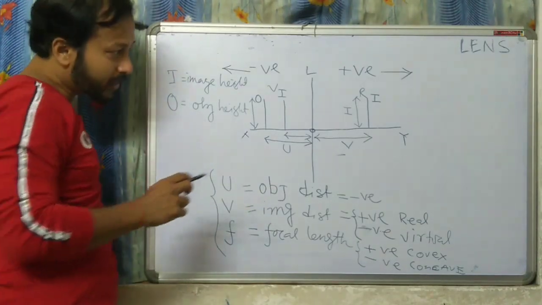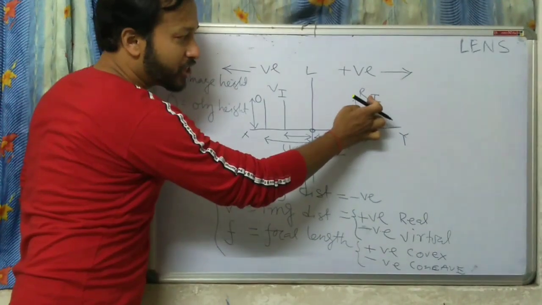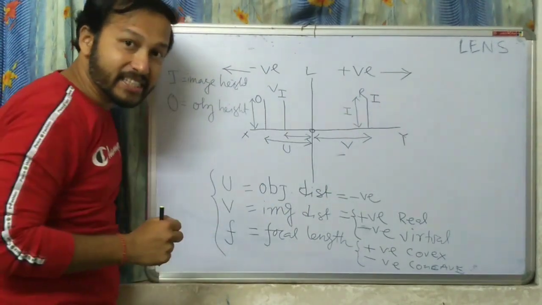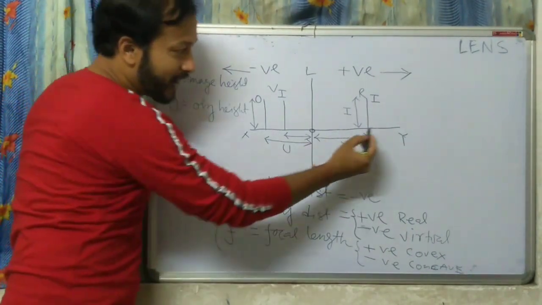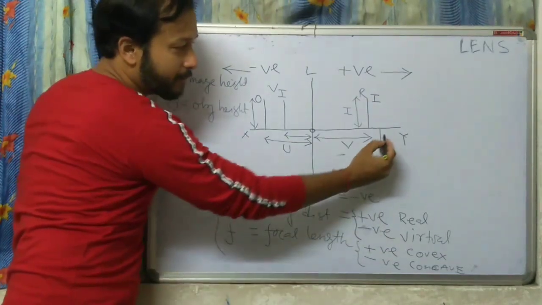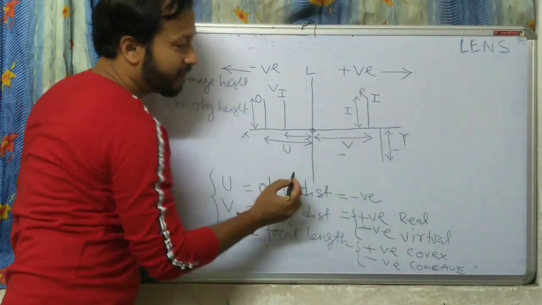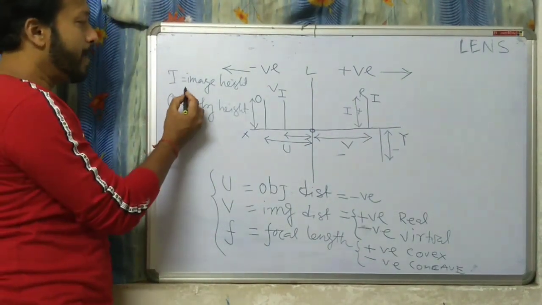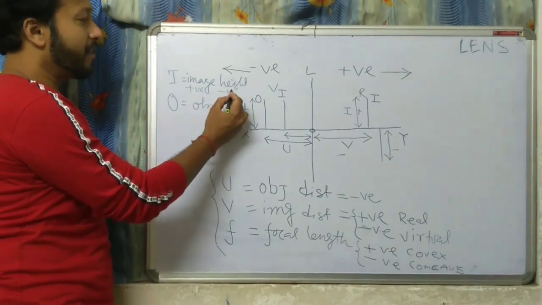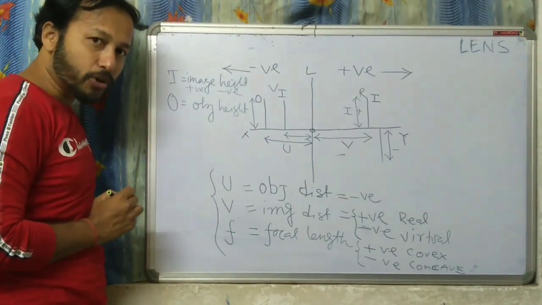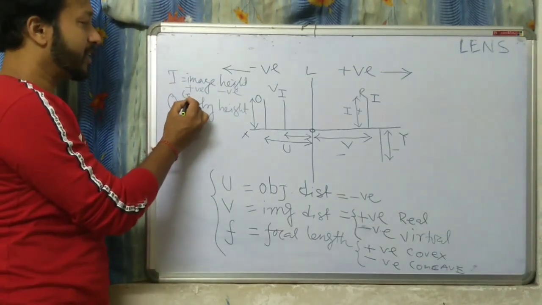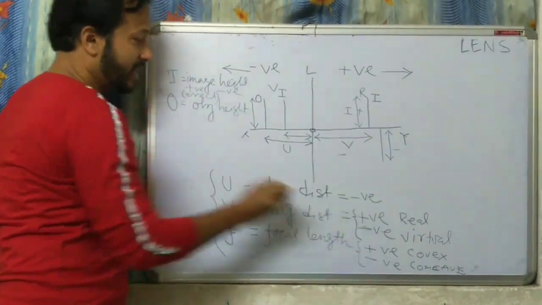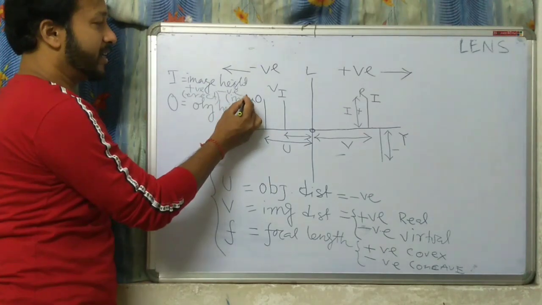And if you see that you are getting an erect image, that means upward, then image height is positive. If you get inverted image this way, that means image height is negative. So image height may be positive or negative. If image height is positive, that means erect. If image height is negative, then inverted. Correct?